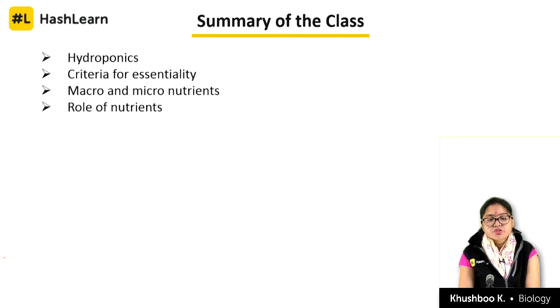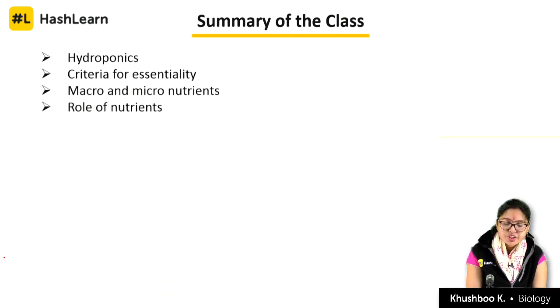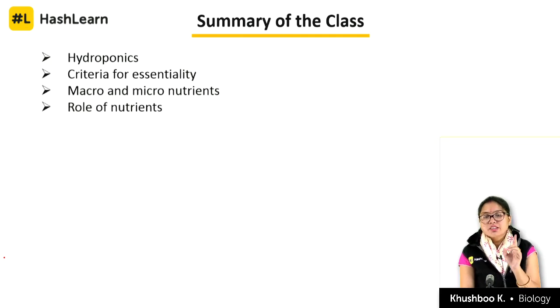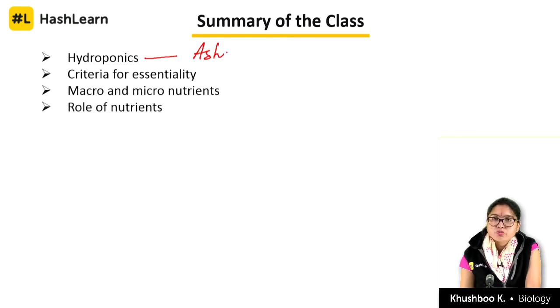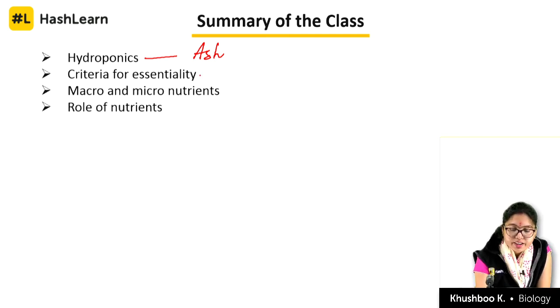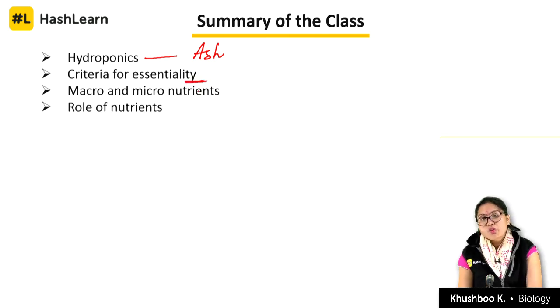Now with this we have come to the summary of the class. So what we have discussed in today's class: the analysis method, that is hydroponics. In that we have discussed the ash analysis method, and also aeroponics, what is aeroponics, and then the criteria for essentiality, like what are the criteria.